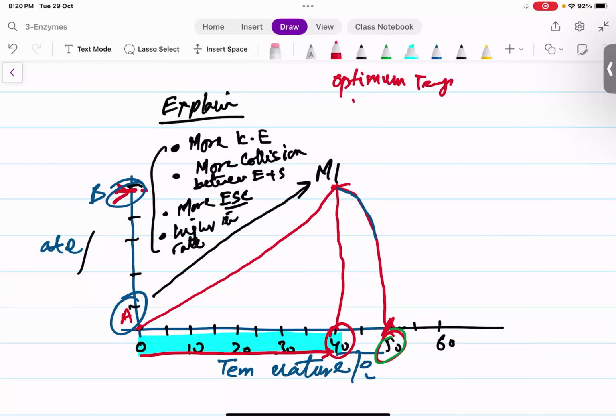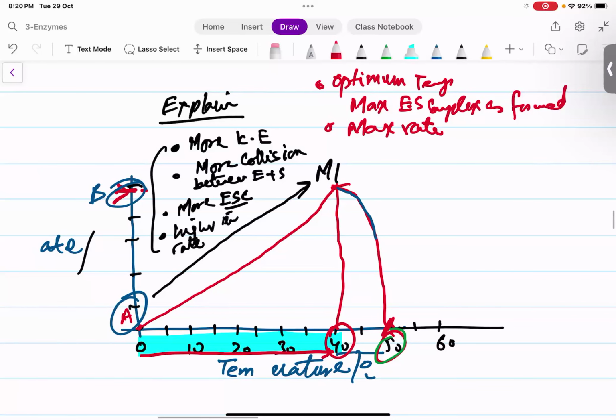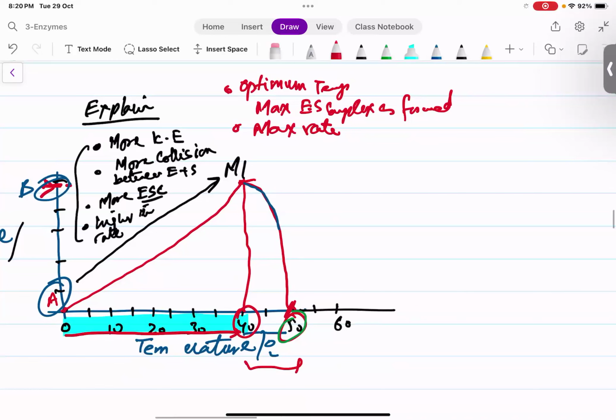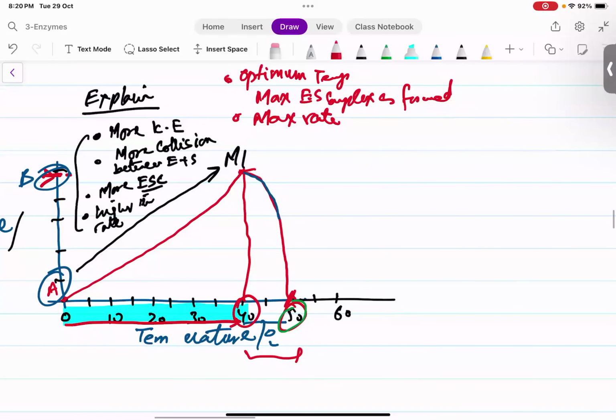So at this point, this is the max ES complexes formed at this point. So this is the max rate. Why are there the maximum enzyme substrate complexes formed at an optimum temperature? The reason is that if you further increase temperature above 40 degrees Celsius, what happens?